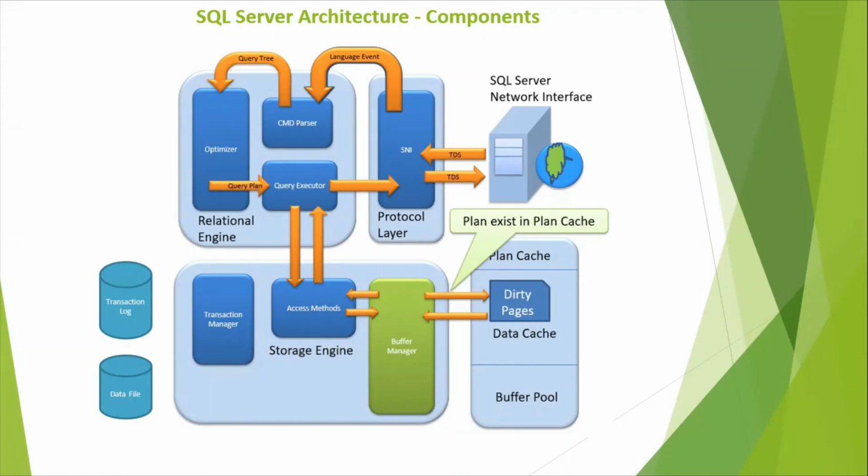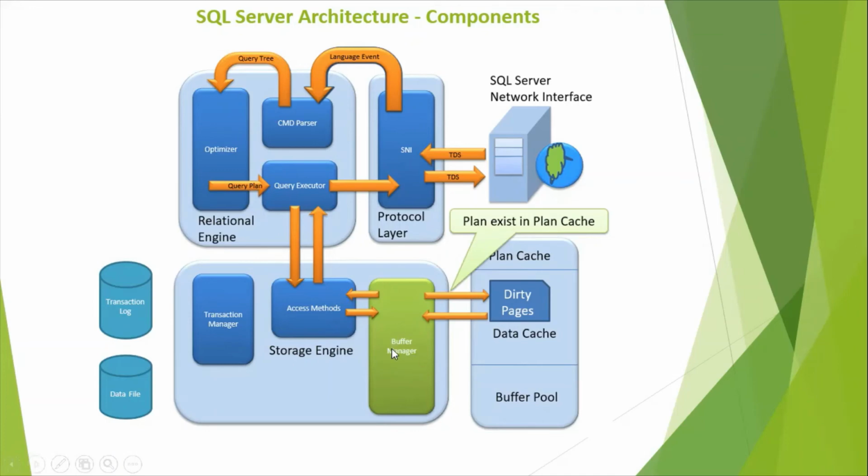To get the data, for example, let's say this query needs 3000 pages. How does SQL Server understand that this needs 3000 pages? The access method will understand how many pages we need to get the result set. So it identifies that it needs 3000 pages, and then immediately it will send that information to the buffer manager.